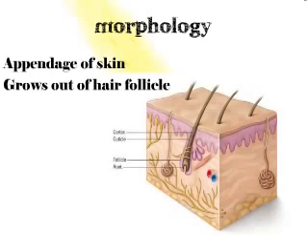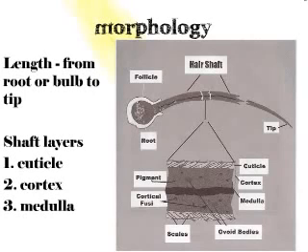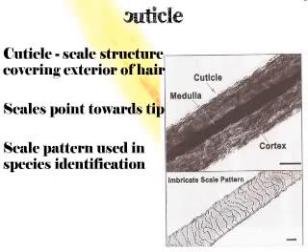site. Hair is an appendage of skin that grows out of the hair follicle. The length of hair extends from its root or bulb embedded in the follicle, continues into the shaft, and terminates at the tip end. The shaft is composed of 3 layers: the cuticle, cortex, and medulla. The cuticle enables hair to resist chemical decomposition and retain its structural features over a long period of time. The cuticle is a scale structure covering the exterior of the hair.